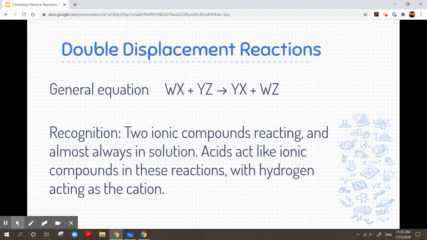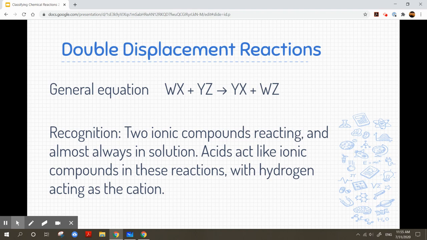So let's move on to double displacement reactions. In double displacement reactions, we have reactions in which two ionic compounds react together. Almost always they are in solution, they're aqueous. Those ionic compounds could be acids. They act like ionic compounds where the hydrogen acts as the cation or the metal in the reaction.